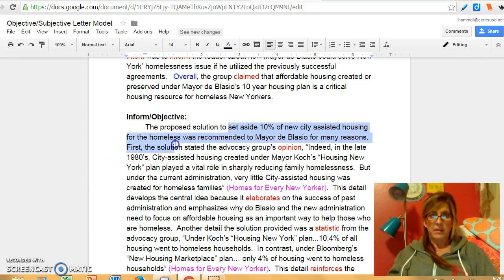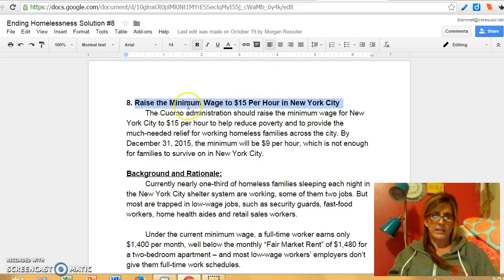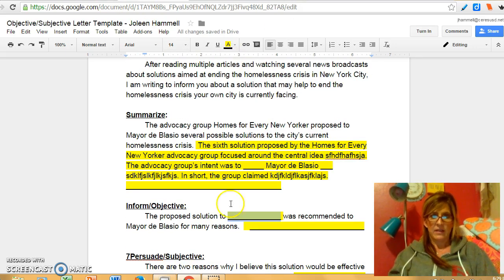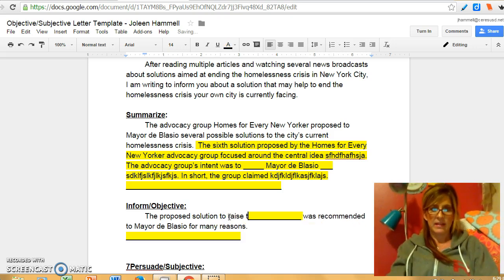When Mrs. Rossiter plugged that title in, she also made sure to take the capital, how each word started with a capital letter, and she changed those to lowercase letters. So raise the minimum wage to $15 per hour in New York City. If I was to plug that in here, I would want to make sure that I didn't capitalize the letters.